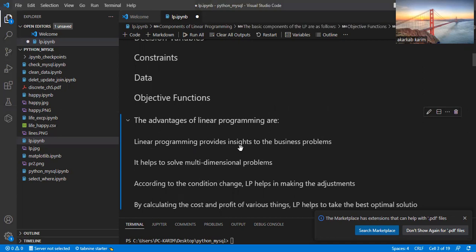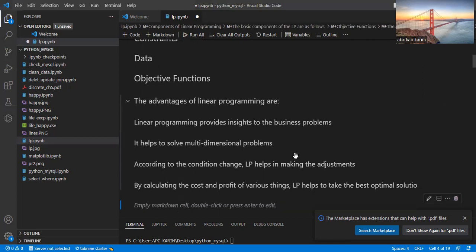Linear programming provides insights on business problems. Most business problems use this approach to solve complex problems faced. It helps to solve multidimensional problems. Of course, some problems can have a lot of variables contributing to them. One of the approaches we need for solving this kind of problem is LP.